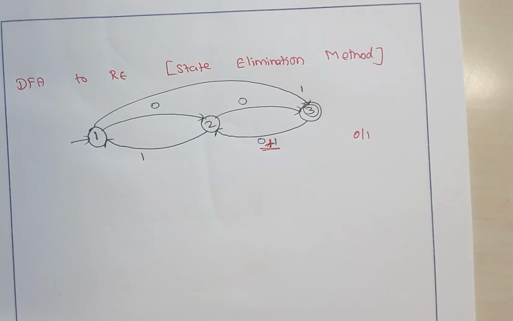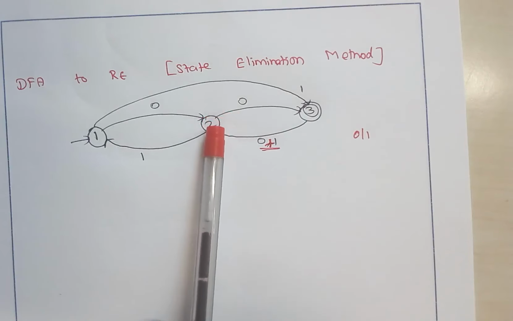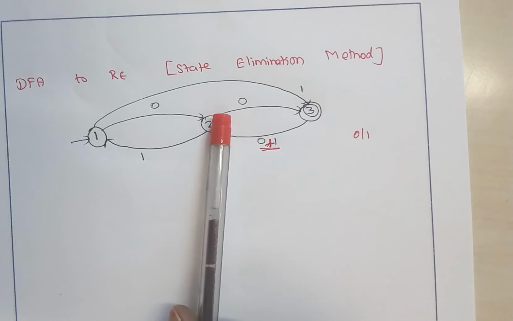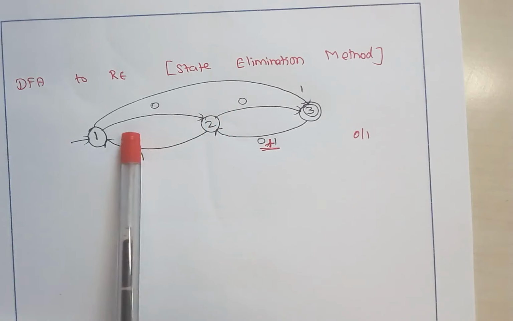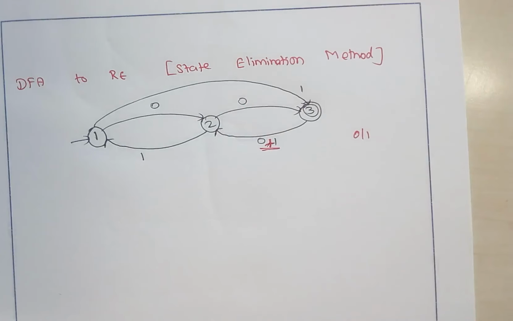And the second step is, now we are going to eliminate the intermediate state. And the intermediate state over here is state 2. We consider state 2 as the intermediate state, since this is the starting state and this is the final state, and this is the only state that lies between 1 and 3. So we are going to eliminate this 2. But the problem here is there are so many looping conditions over here. See, here we have a looping condition and here also we have a looping condition.